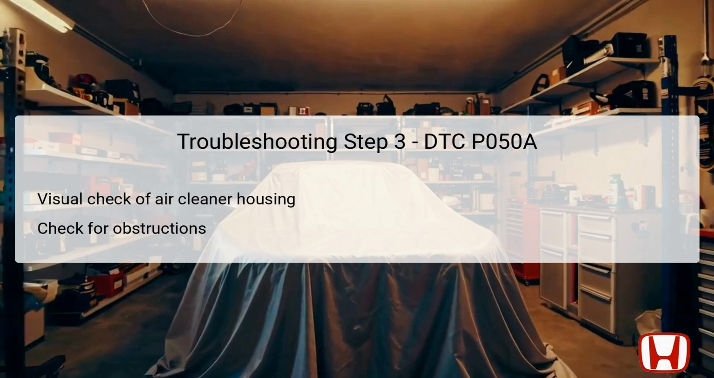If no issues are found with the air cleaner housing, move on to the subsequent steps. However, if there are damages or blockages, they should be resolved, which may mean replacing the air cleaner housing altogether. An air cleaner housing in poor condition can severely affect the air quality supplied to the engine, increasing the risk of DTC P050A. The focus now shifts to the air cleaner element itself.